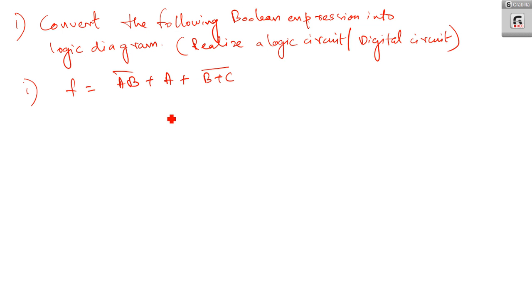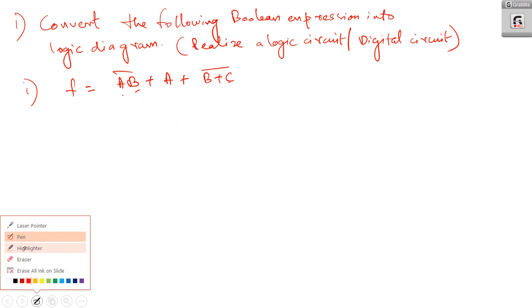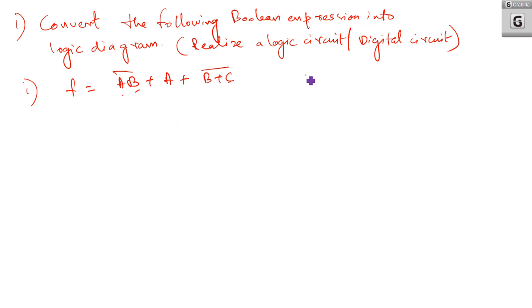Okay. Now first of all, if you need to realize a digital circuit, we need to know how many inputs are there. Here there are A, B and C. So total number of inputs is 3, and you have only one output. That is, inputs are A, B and C. Now what is the first one? First one is A B bar.